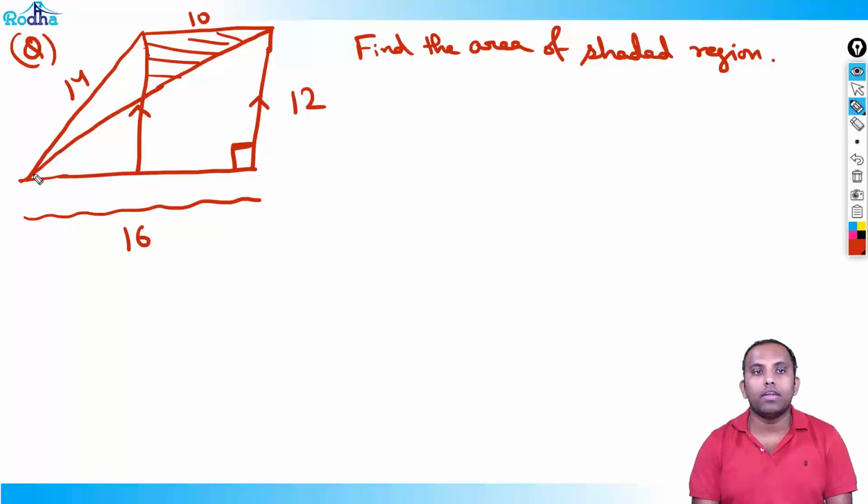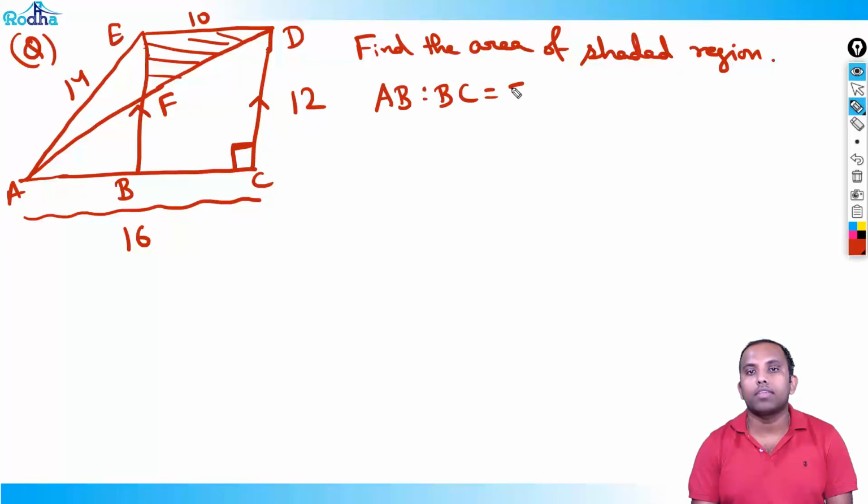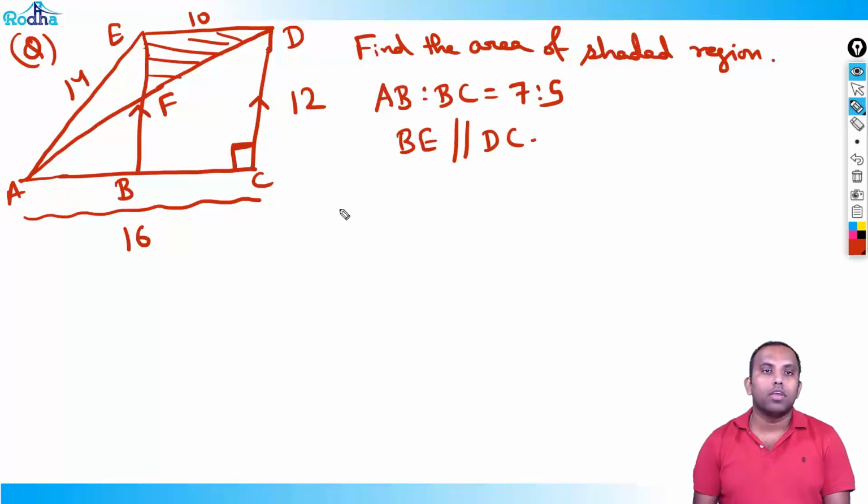Right? It's given that, now let's mark the sides A, B, C, D, E, F. It's given that AB to BC is 7:5. And also given that BE is parallel to DC. This is also given, right?